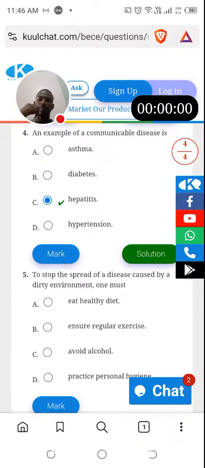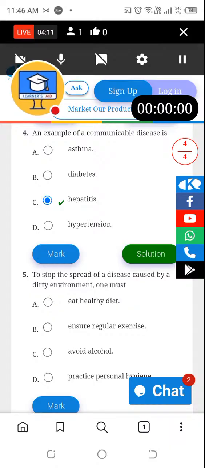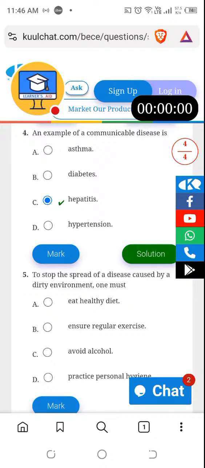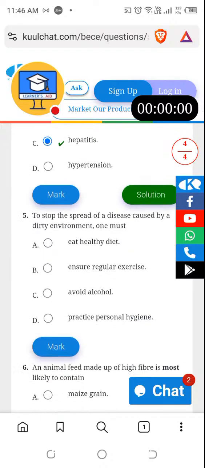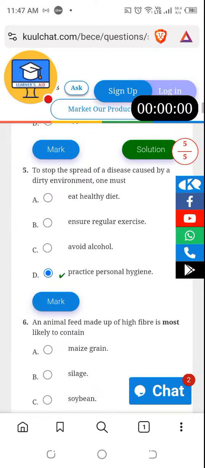To stop the spread of disease caused by a dirty environment, one must practice personal hygiene. That's obviously the case. Personal hygiene solves that. Mark. Correct.